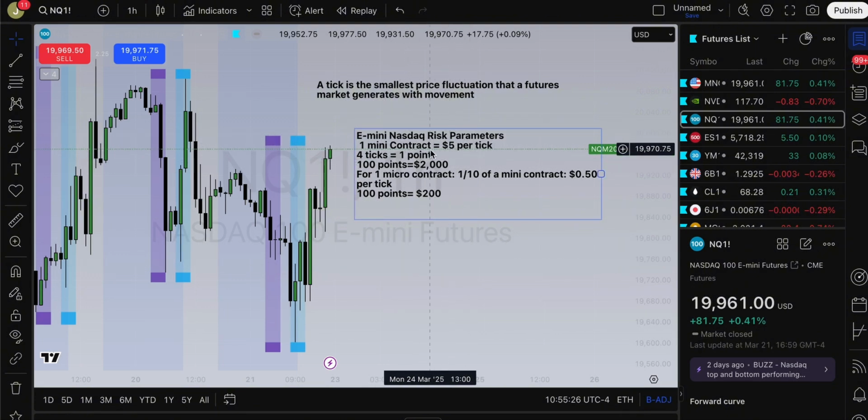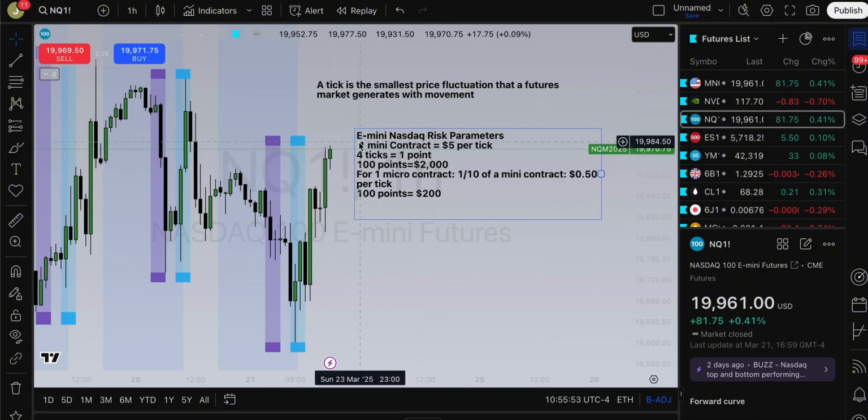So for the NASDAQ, the E-mini parameters go by this. One mini contract, which is the lowest contract you could do for the mini, will be $5 per tick, and 4 ticks will equal 1 point. 100 points will then equal $2,000, because 5 times 4 times 100 gives you $2,000.